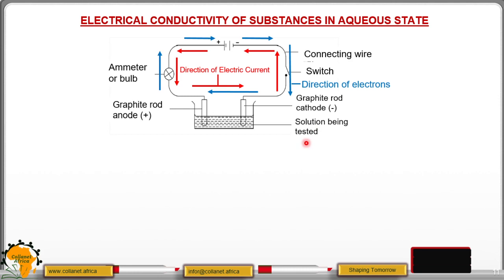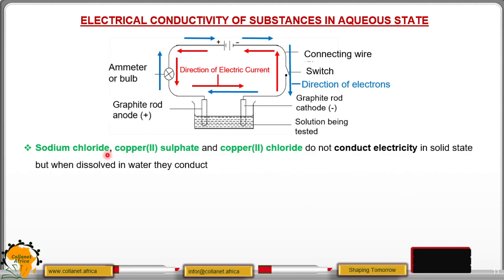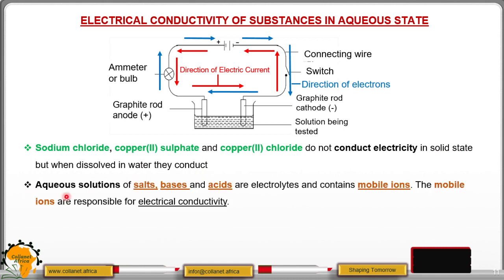Then we have the solution being tested. We have the anode connected to the positive terminal of the battery. Sodium chloride, copper(II) sulfate, and copper(II) chloride do not conduct electricity in solid state, but when dissolved in water, they conduct. Aqueous solutions of salts, bases, and acids are electrolytes and contain mobile ions. Because these ionic compounds contain ions, the mobile ions are responsible for electrical conductivity.